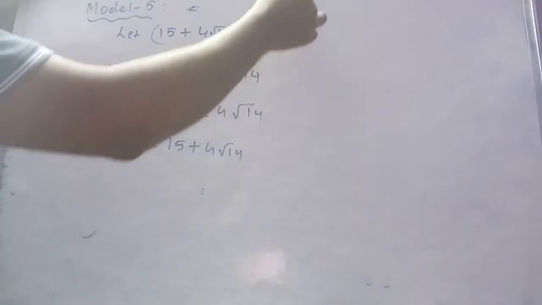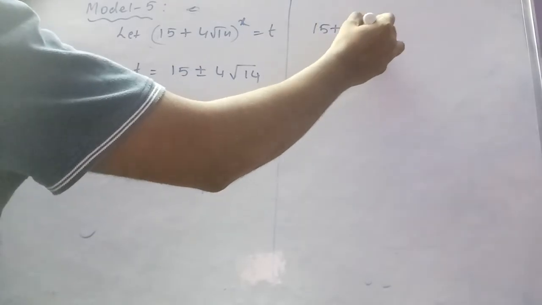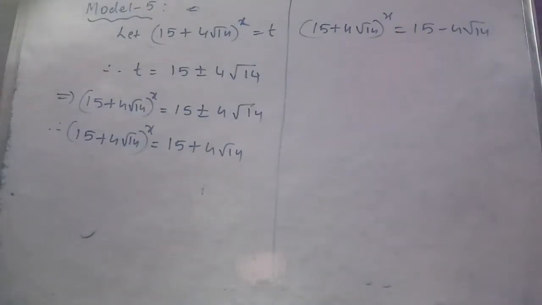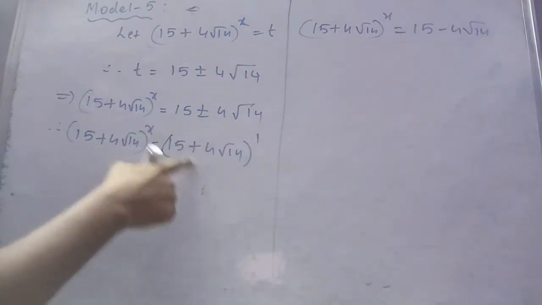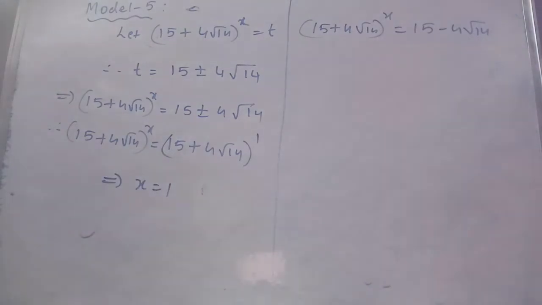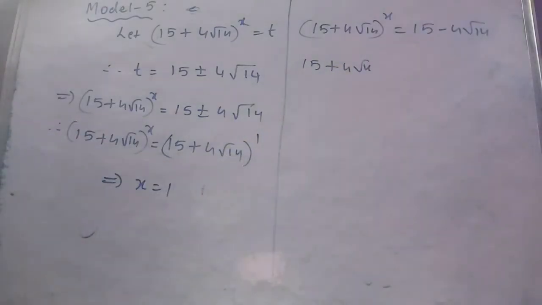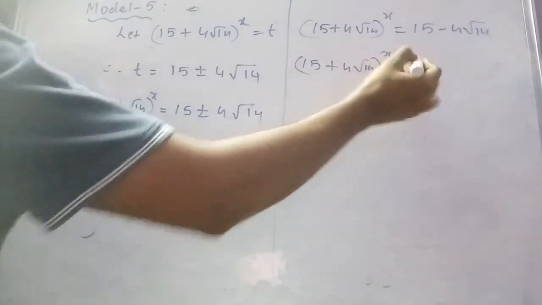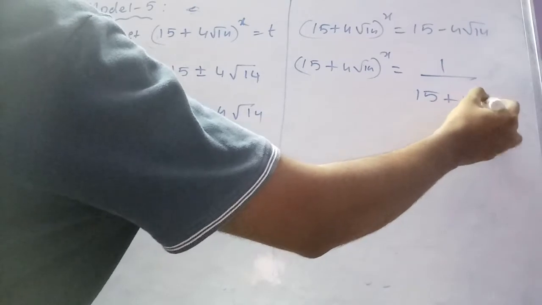So in case 1, this is taken as 15 plus 4 root 14, and in case 2, 15 plus 4 root 14 whole power x is equal to 15 minus 4 root 14. Here clearly the bases are equal, therefore the powers are also equal. So which means you'll get x is equal to 1. And 15 plus 4 root 14 whole power x is equal to, right side is actually 1 divided by 15 plus 4 root 14.